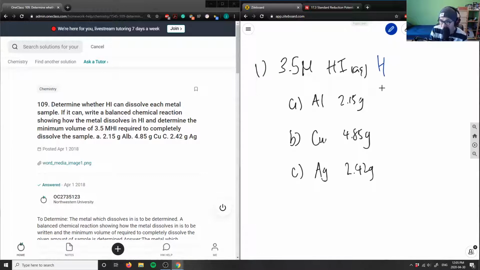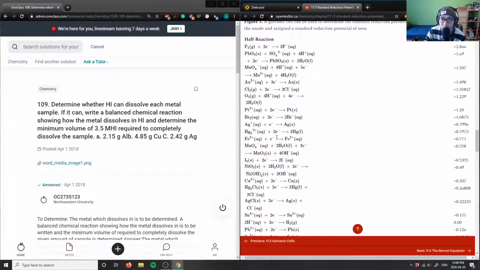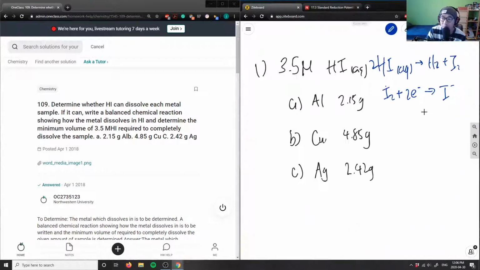If you were curious, HI dissolves into basically H2 plus I2, and obviously you have to balance the chemical equation. Then I2 would be reduced, right? So I would gain 2 electrons and it would become I minus. So this would be the reaction that would happen here. I have a 2 here as well, and this is again positive 0.5355.